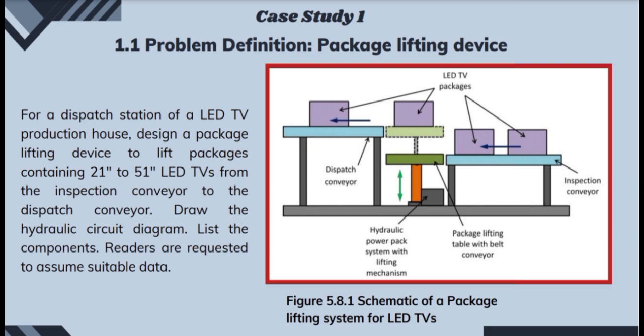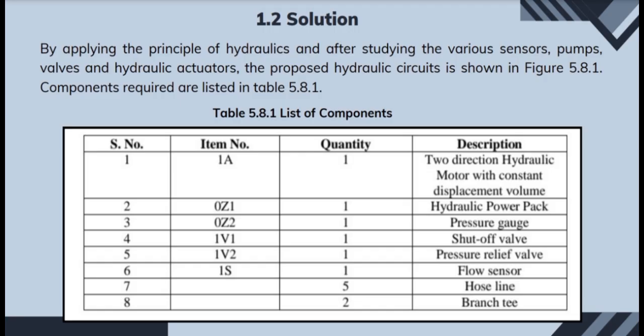It is connected to the hydraulic power pack system with lifting mechanism, the black one. The hydraulic power pack, the black unit with a rectangle, generates the hydraulic pressure. And the lifting mechanism, the vertical orange one I mentioned earlier, moves the table up and down to align with the different levels of the conveyor.